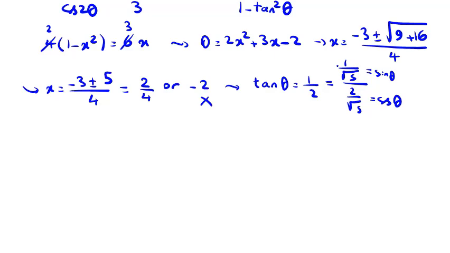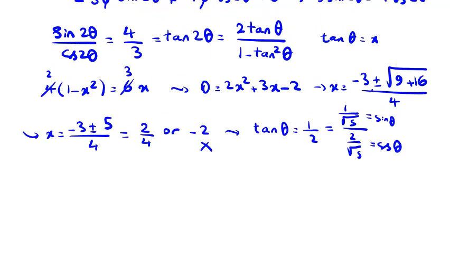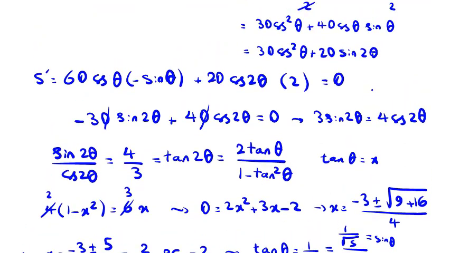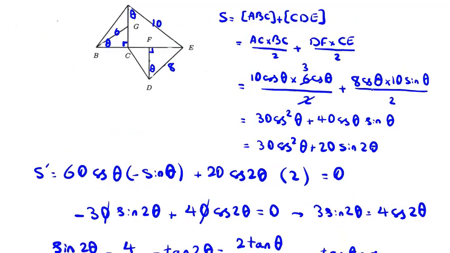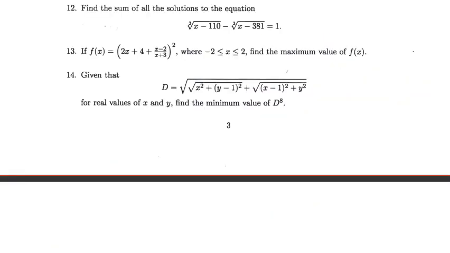So the answer of this part equals 30. Cos squared is 4 over 5, plus 40, cos times sine, it will be 2 over 5. 5, this 6, 5, this 8. So it will be 24 plus 16, which equals 40. So the maximum S and the answer of this problem equals 40. SMO 2021 senior section first round problem number 12.